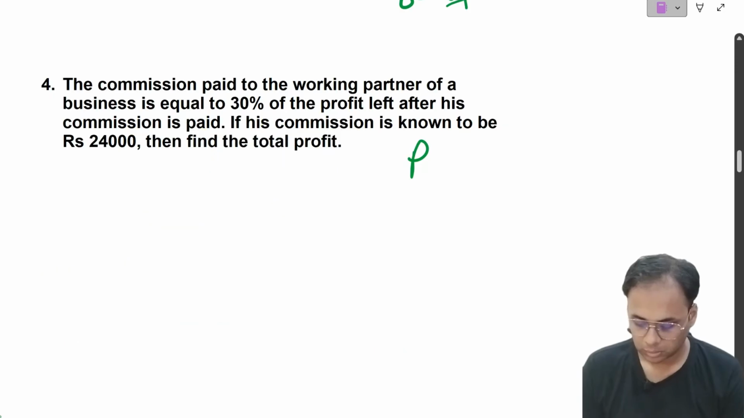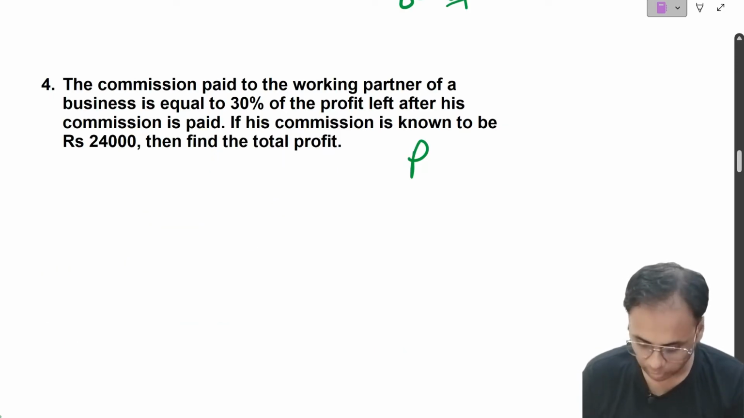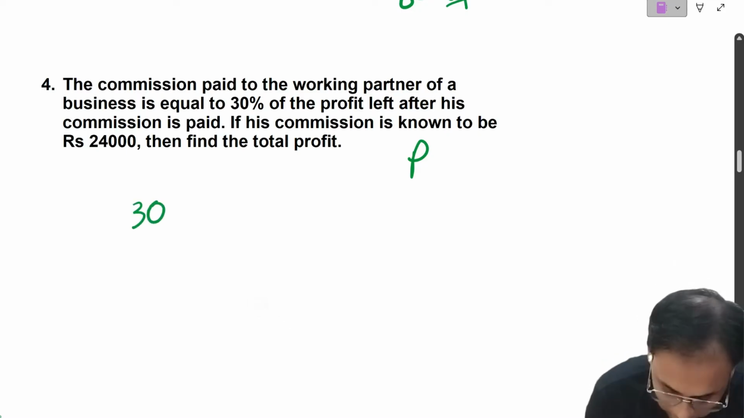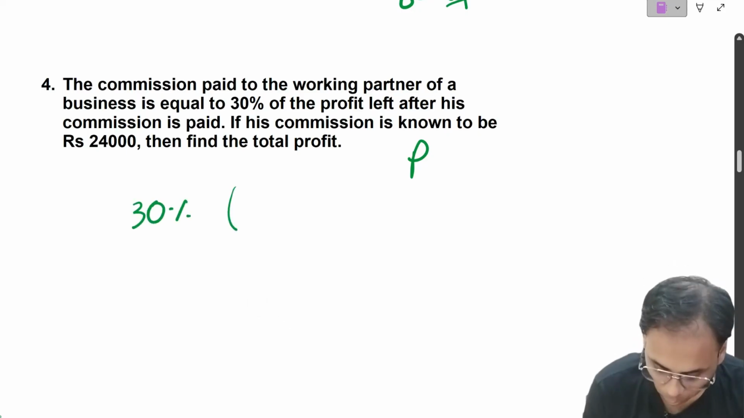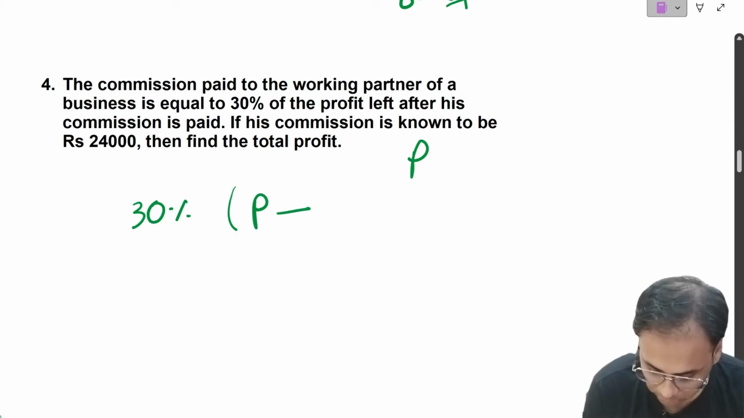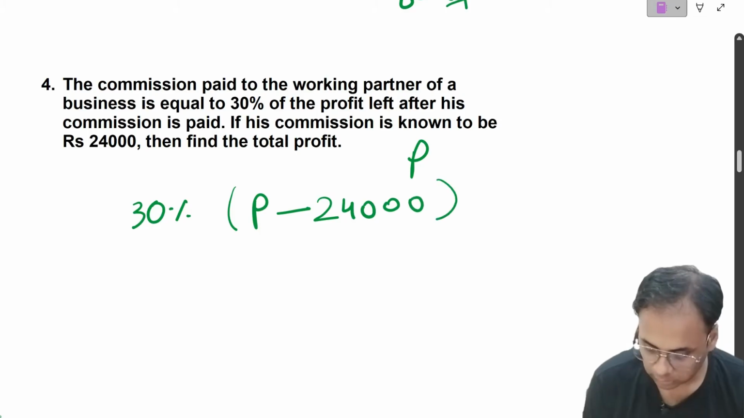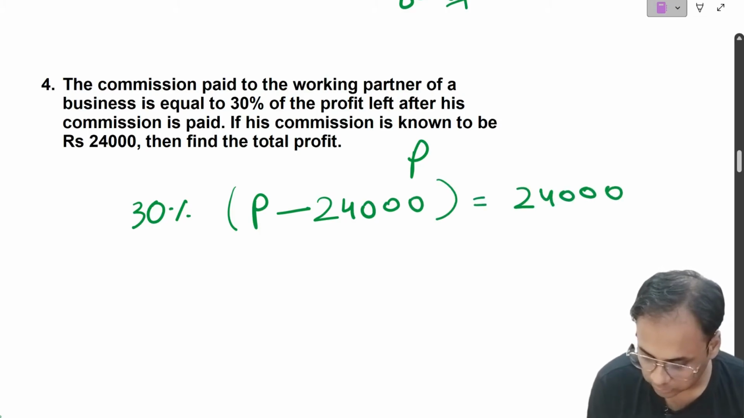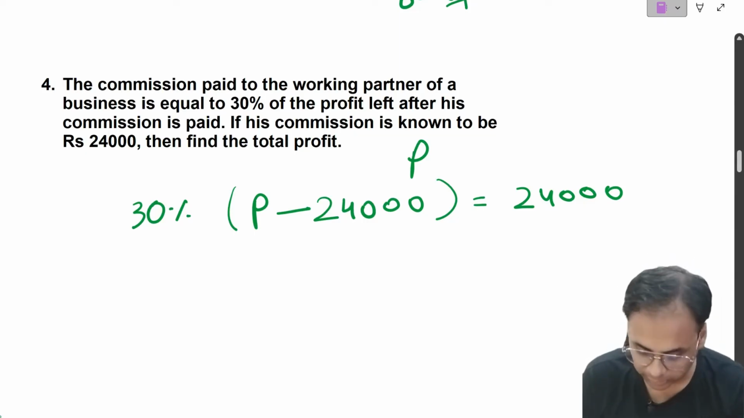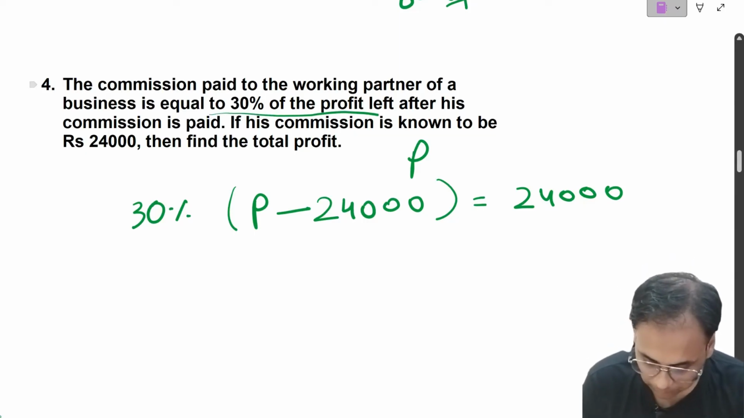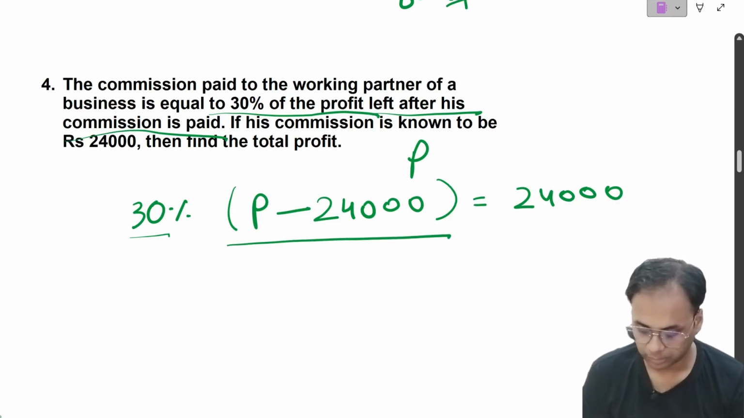It says that the commission paid to the working partner of a business is equal to 30% of the profit left after his commission is paid, and his commission is known to be 24,000. So if we subtract 24,000 from this, we get this. This is 30% of the profit left after commission. And if his commission is known to be rupees 24,000, then find the total profit.